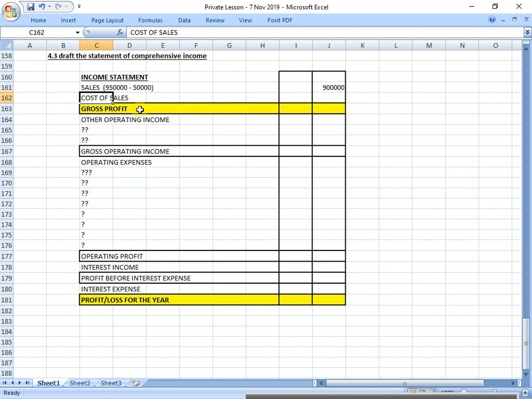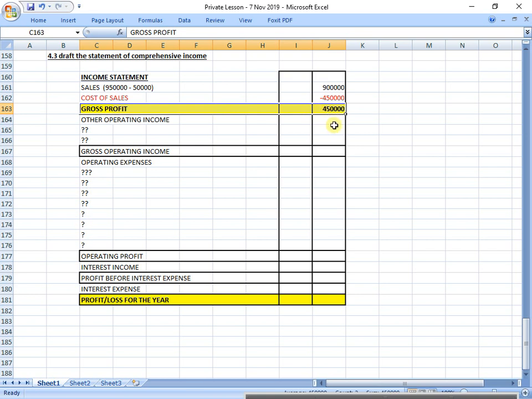Cost of sales, how much? Cost of sales 450. Good. Remember, I show this in brackets. 450,000, like that. It's going to change. Excel doesn't show brackets, but that's what your answer is going to look like. Exactly like that. It's going to show it like this. This minus that is 450.